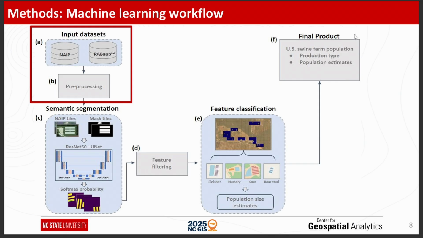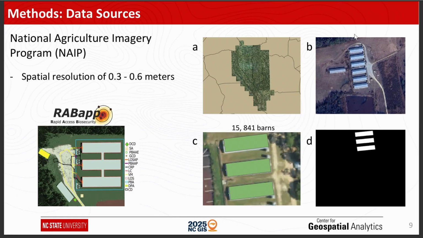So starting with the input data sets. We used high resolution aerial imagery from the National Agricultural Imagery Program, better known as NAIP. It has a spatial resolution of 0.3 or 0.6 meters. We converted them to 0.6 meters, so we had an even spatial resolution across the entire United States.